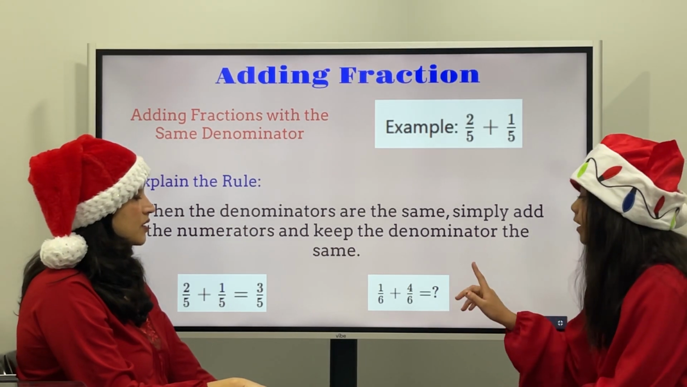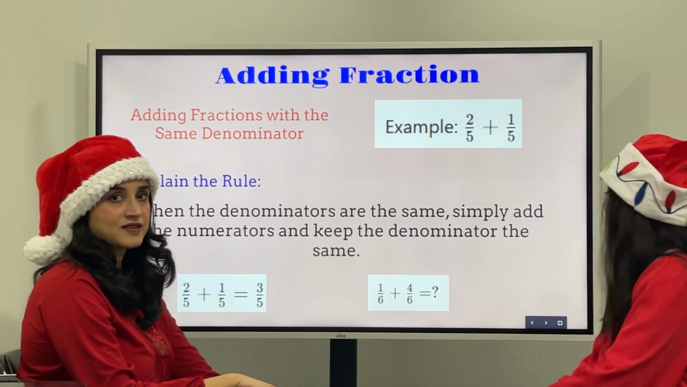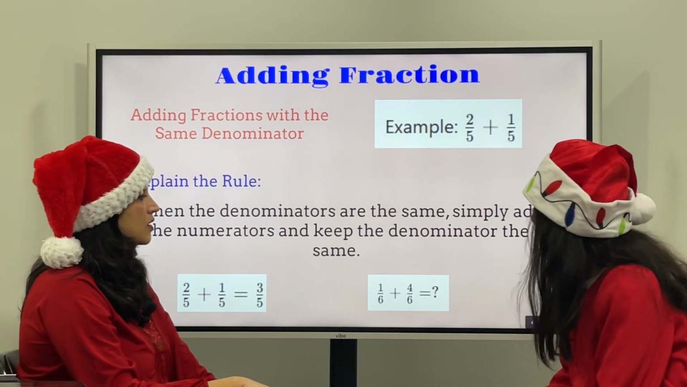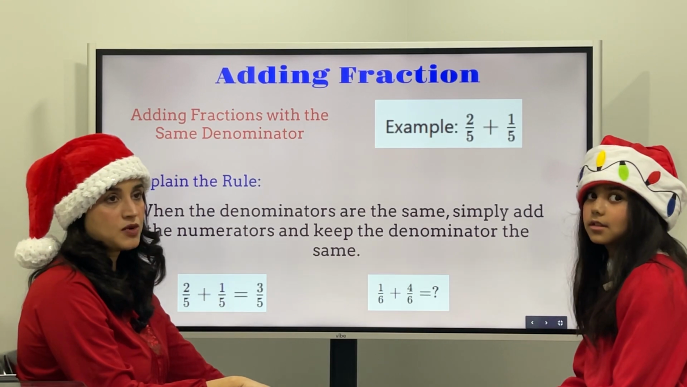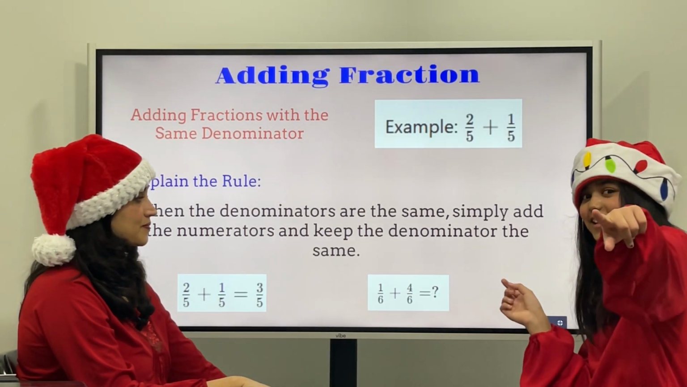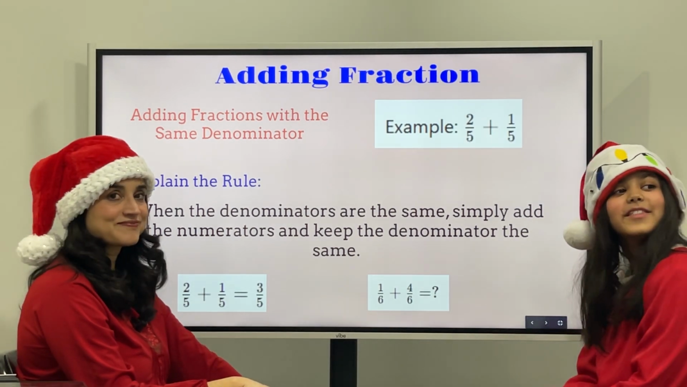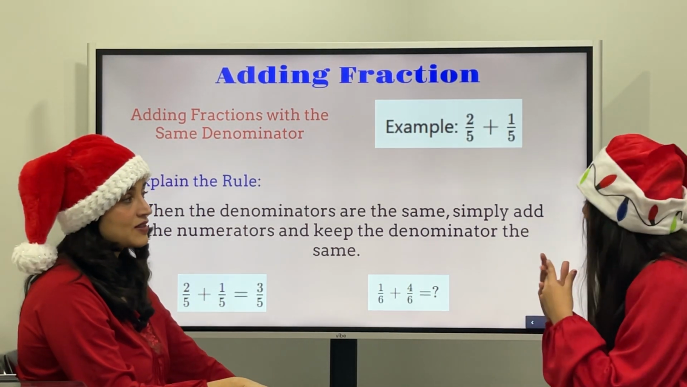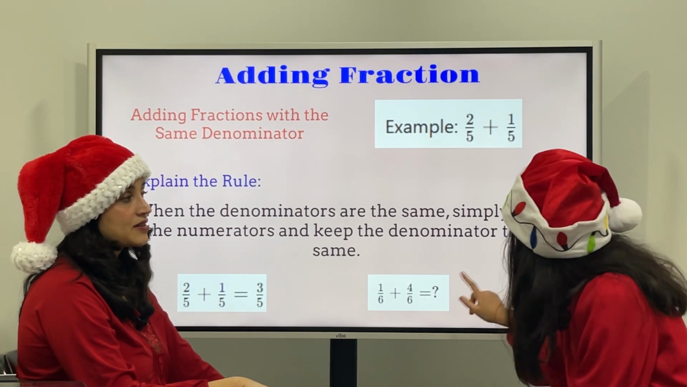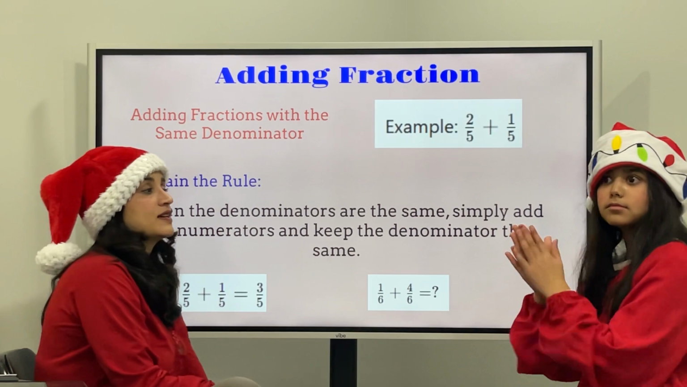Now you try this at home, and we'll tell you the answer. 1 by 6 plus 4 by 6 equals how much? You can pause the video if you want to try it, and then we'll tell you the answer. The answer is 5 by 6. Exactly.